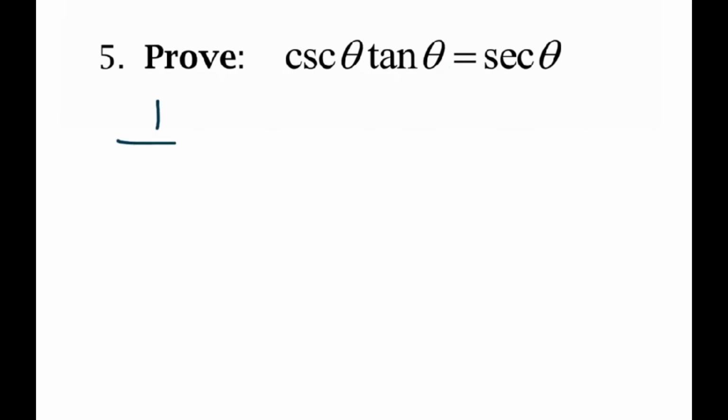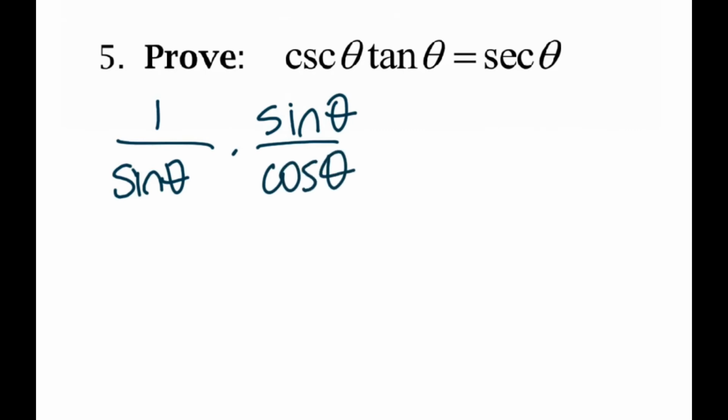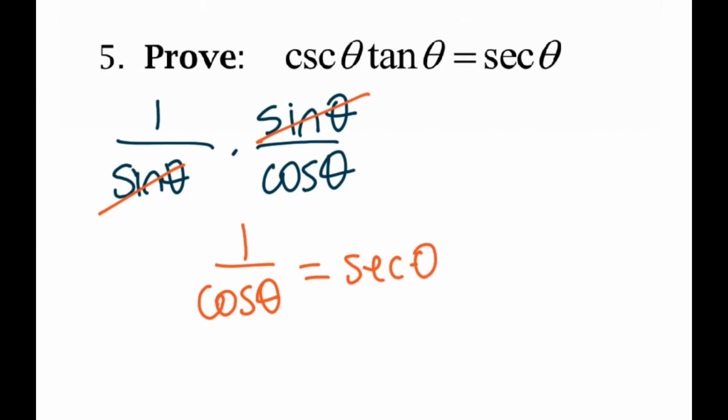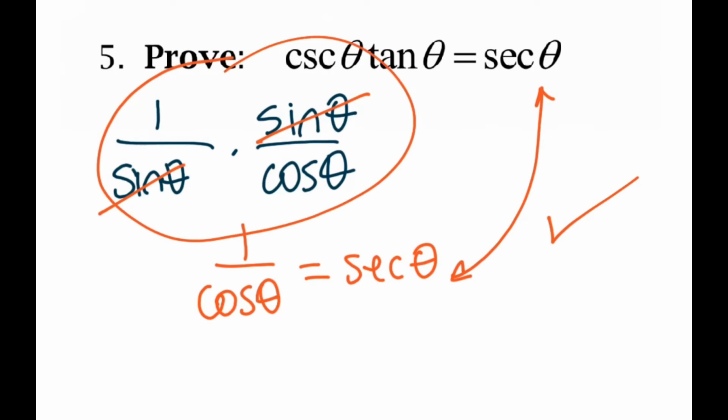Okay, cosecant theta is 1 over sine theta times tangent theta is sine theta over cosine theta. And you're just multiplying this. So since it's multiplied, you can cancel factors, and so you've got that. So what you have left is 1 over cosine theta. And what is 1 over cosine theta? It is secant theta. And there you have proven it. That was a pretty easy proof. But again, this strategy of putting everything in terms of sine and cosine is a really, really good strategy.